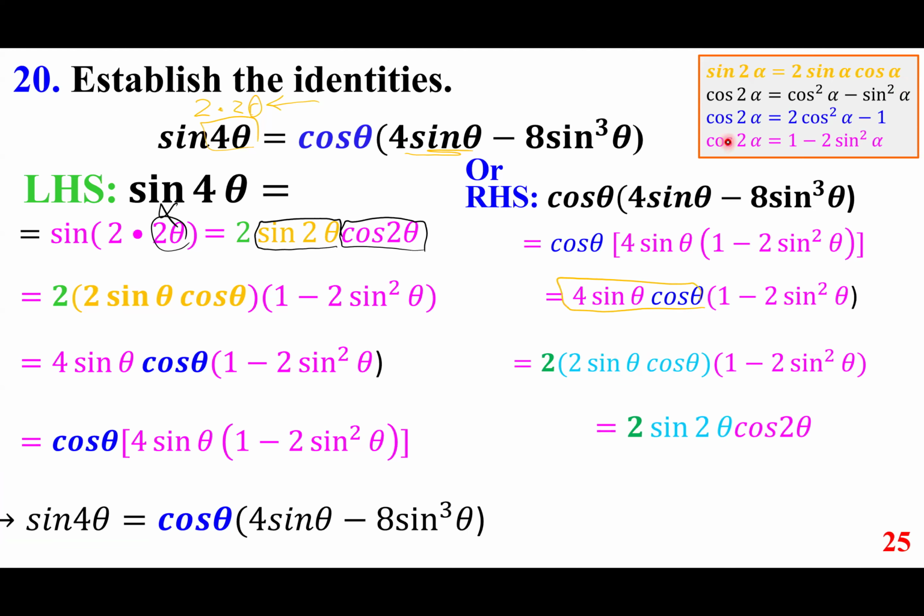And so imagine 2 theta, I get 2 times 2 theta. Imagine, just for the sake of argument, it's alpha. Then this becomes sine of 2 alpha. Sine of 2 alpha. What is alpha? 2 theta. So 2 times 2 theta, or sine of 4 theta. And believe it or not, that is the proof.